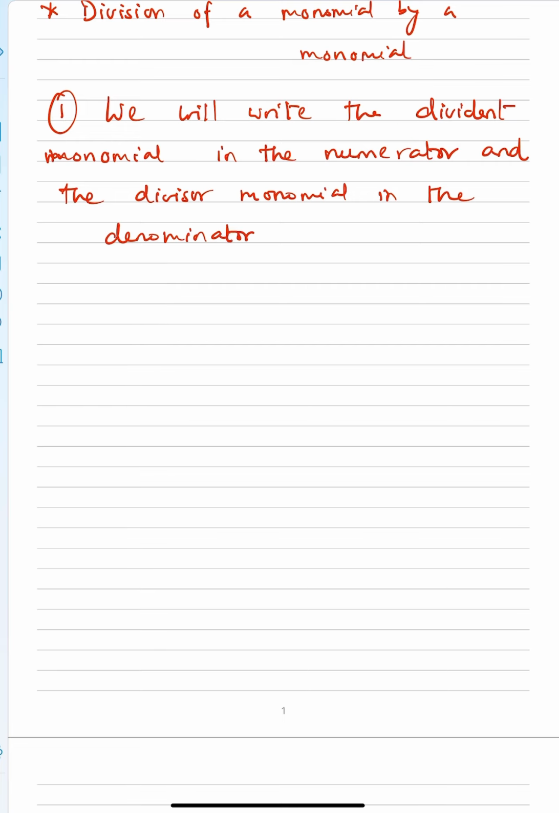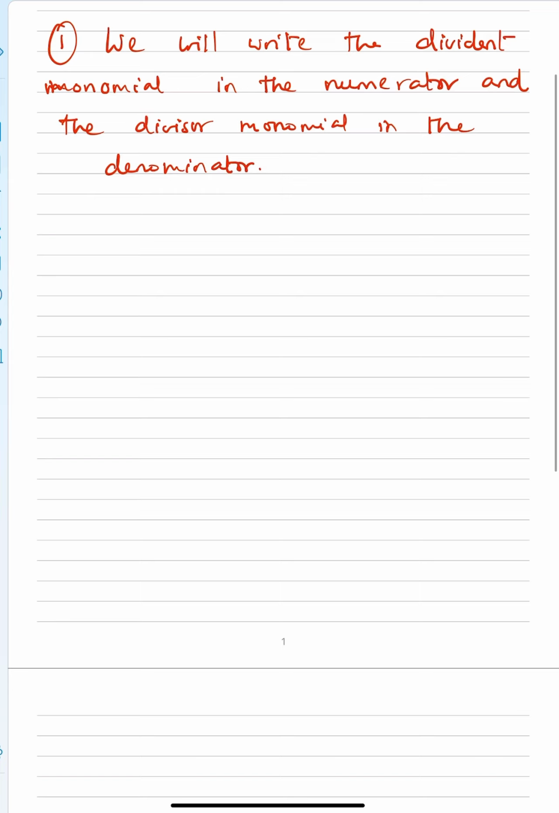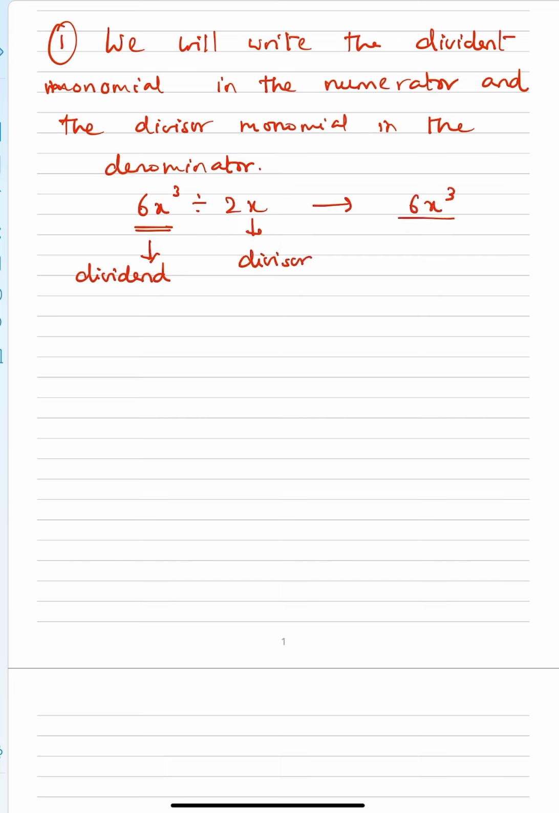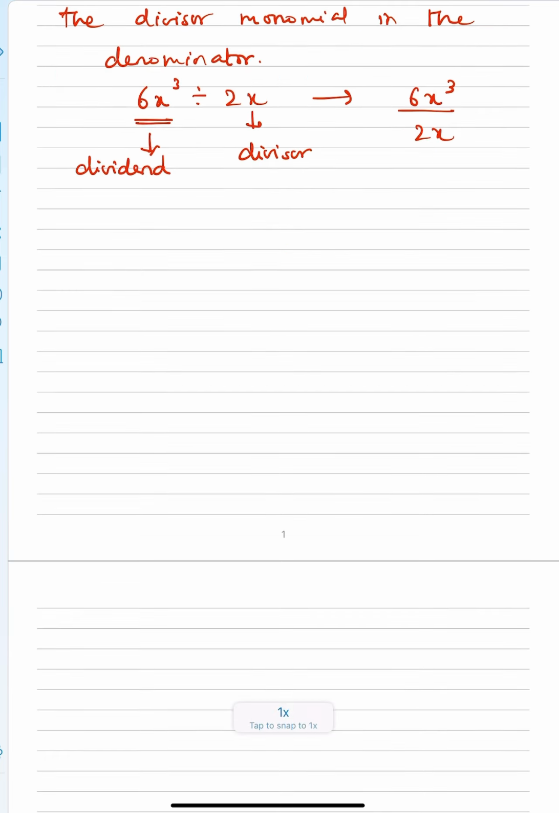Okay, what is the meaning of this? Suppose, let us take an example, 6x cube divided by 2x. Here 6x cube is the dividend and it is divided by a divisor 2x. So we will write 6x cube upon 2x. This is what the statement tells us.